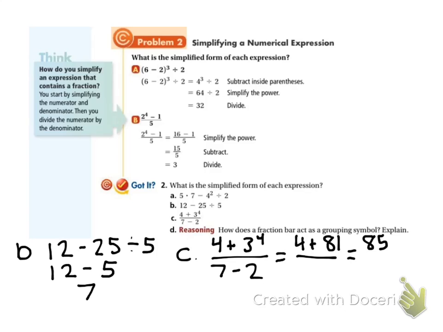If I then go back and look at my bottom, I have 7 minus 2, which is 5. I'll carry my 5 over to this fraction. And now I can divide. 85 divided by 5 is 17.